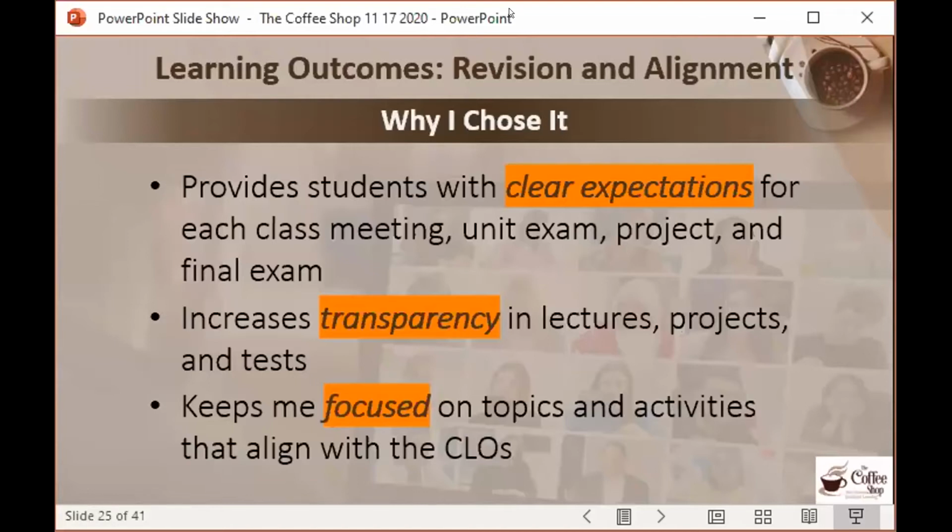Also, we all have our favorite stories to tell and examples to use. By having things structured very clearly on what I want my students to know and be able to do, this keeps me focused on topics and activities that align with these outcomes and keeps me from getting off track.